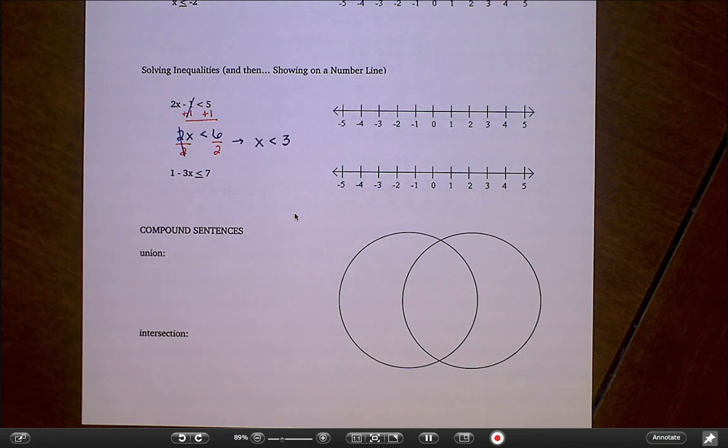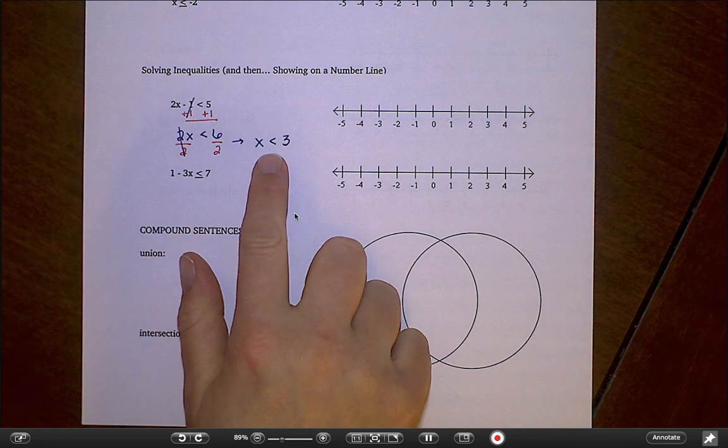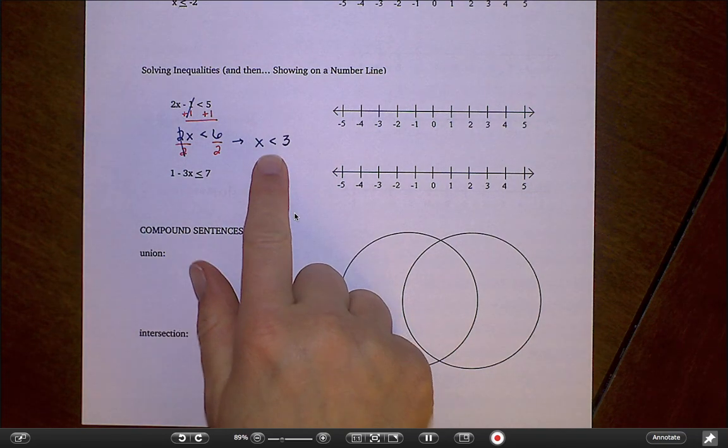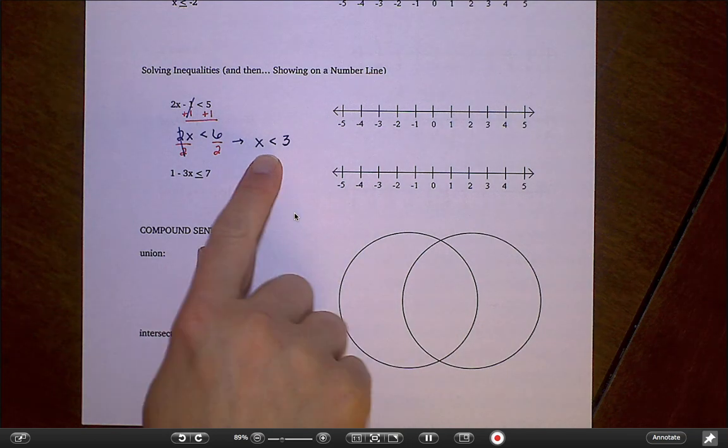Okay, if I want to check that, I'm going to check it in a calculator just so you can see what I'm doing here, although you probably could do this in your head just fine. To check to make sure this statement is true, I need to pick a number that is smaller than 3. So let's pick maybe 1, okay?